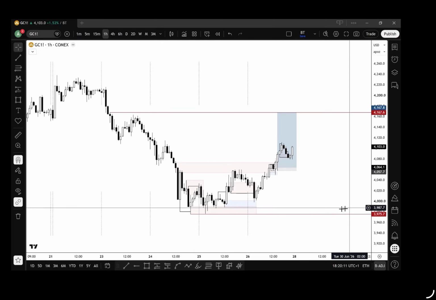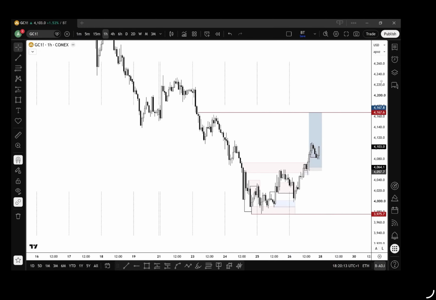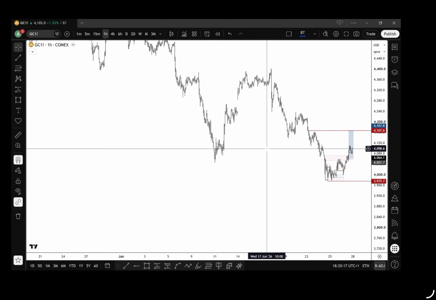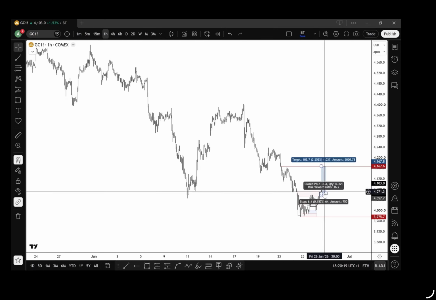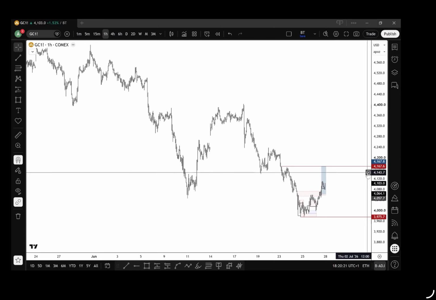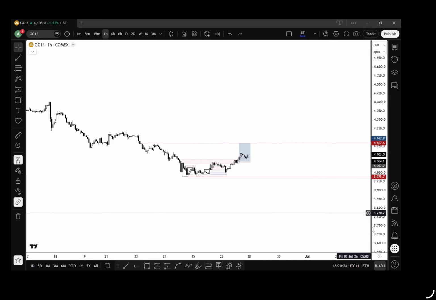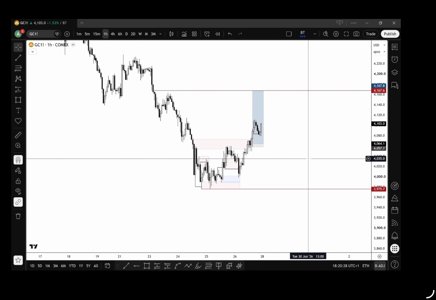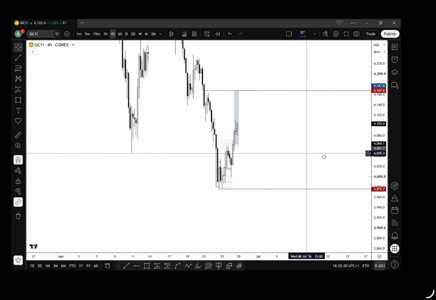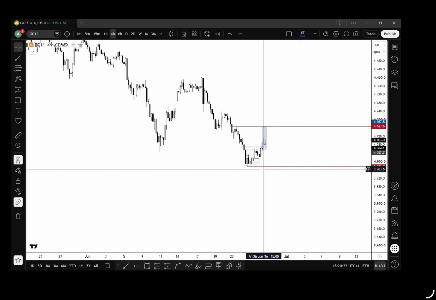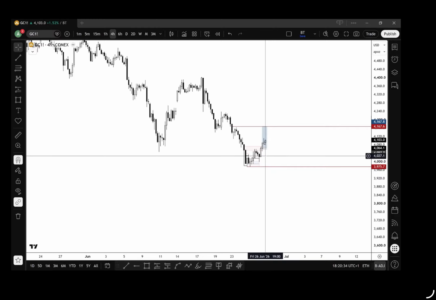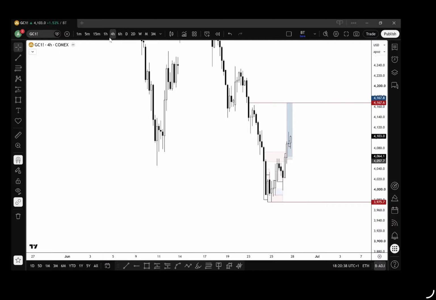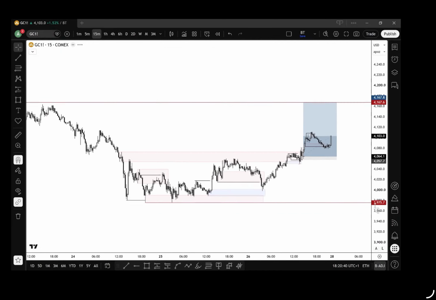Now I'm not convinced that this is the move that takes us to all-time highs. I do think that once we take some highs, we come back down to take the lows. So gold is in a very weird place at the minute for me. I'd be seeing how we react next week. But yeah, that's pretty much it for me in terms of analyzing the gold market.